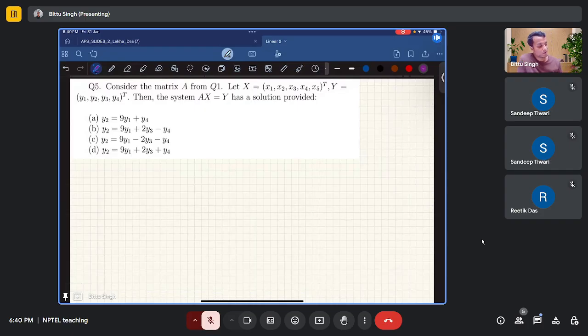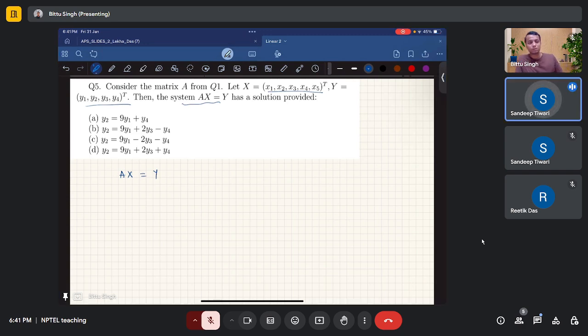Let us see question number 5. Here, you are considering the same matrix A given in question number 1, and X is these 5 tuples, Y is these 4 tuples. You need to find when the system AX equal to Y has a solution. So for which condition does AX equal to Y have a solution?